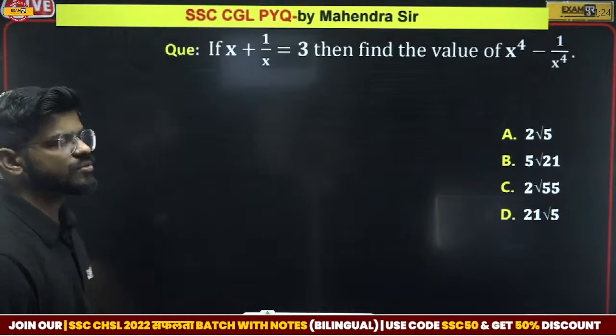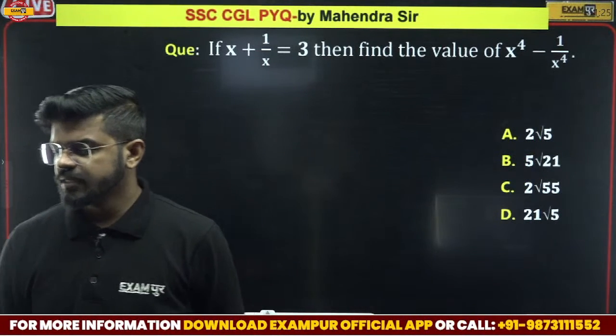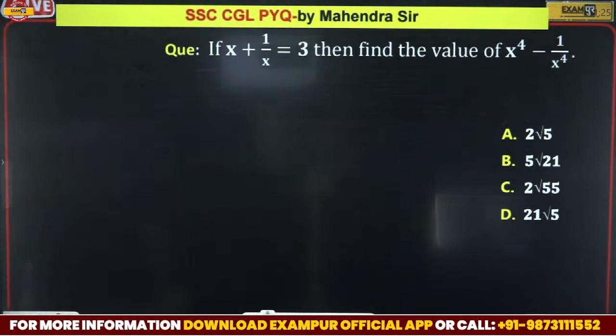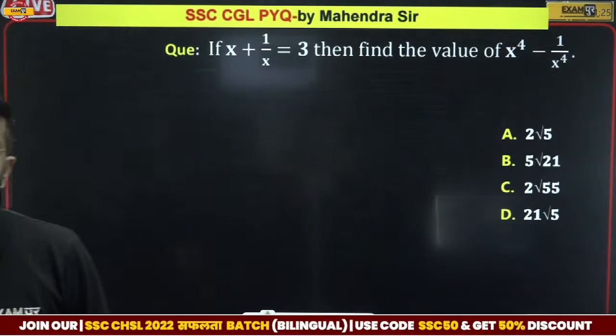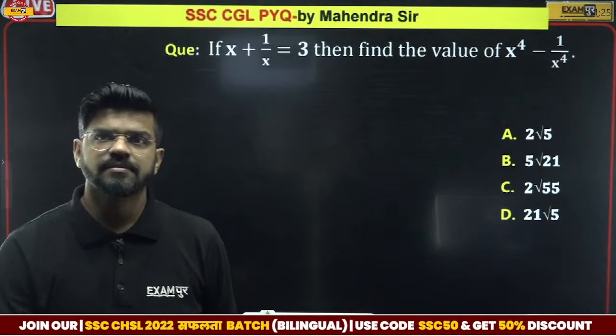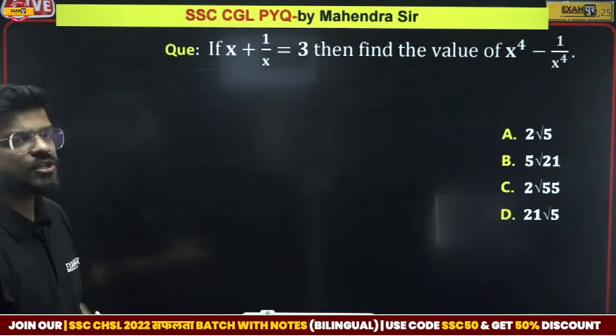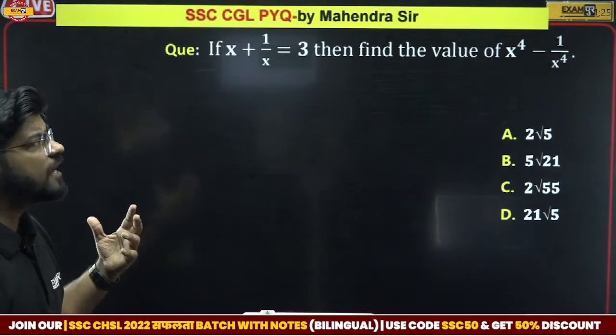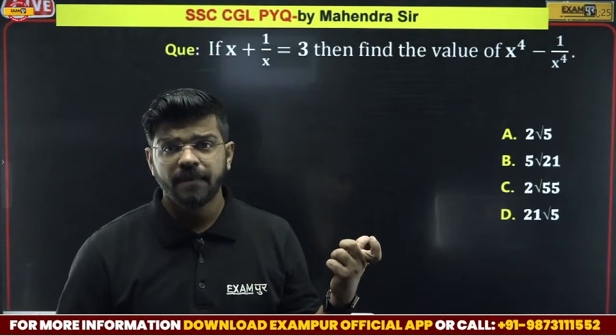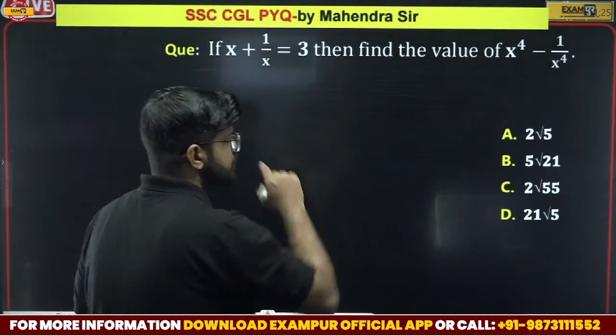Tell me the answer for this question now. Tell me the answer for this question, everyone. So if x plus 1 upon x is equal to 3, then find the value of x to the power 4 minus 1 upon x to the power 4.